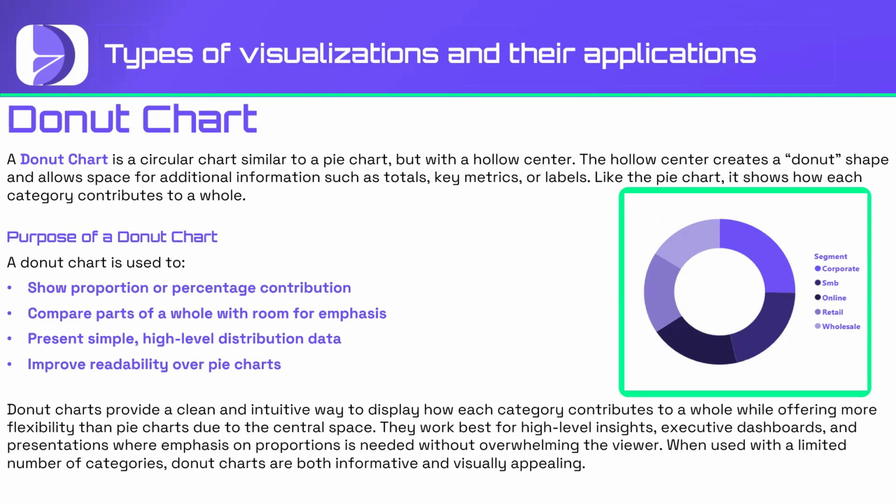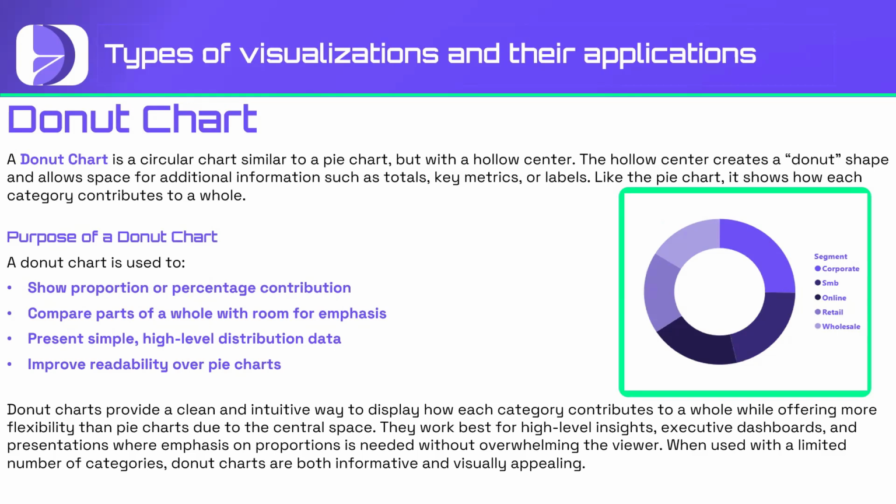So what you need to hold on to is that a donut chart provides a clean and intuitive way to display how each category contributes to a whole, while offering more flexibility than a pie chart due to the central space. With this, you can add more information to your donut chart, depending on what kind of information you want to add. They work best for high-level insight like executive dashboards and presentations where emphasis on proportion is needed.